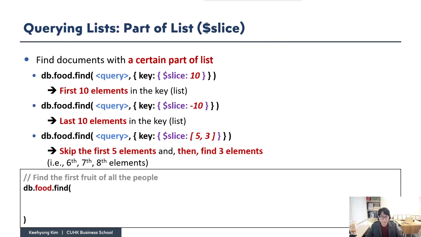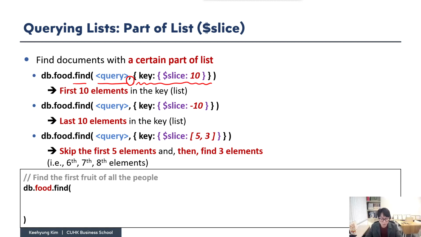Now it's this part of list. Sometimes you have this list data type, and the list may contain a lot of elements. In the query result, you may not want to see the entire list. You may want to see a certain part of the list. Then you can use the slice operator. You can specify this slice operator in the returning rules. If you remember, you can specify a returning rule after a query. In the find function, after you specify the query, you put a comma, and then you can specify the returning rule, and here is where you can use the slice operator.